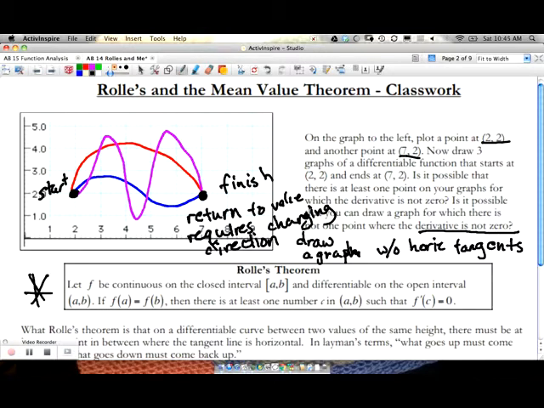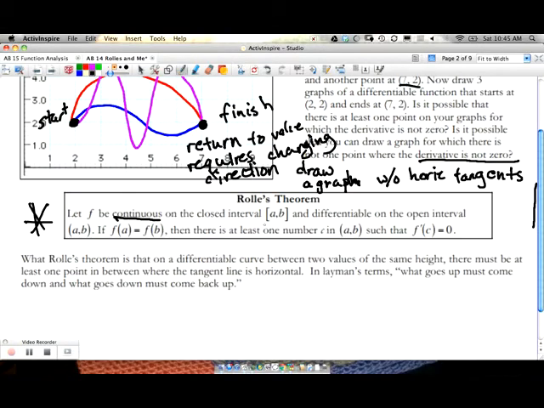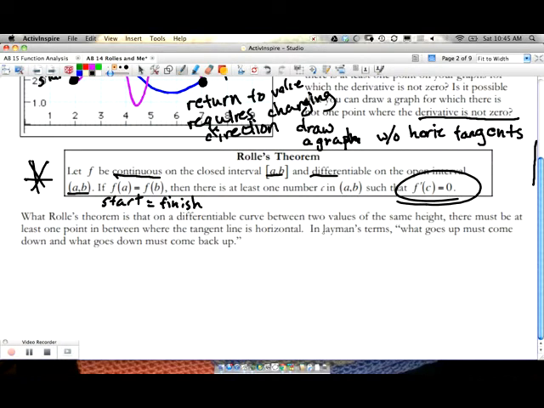So here's the technical definition down here about Rolle's theorem. Let f be continuous on the closed interval, so continuous from the endpoints, and differentiable in between. And if your start equals your finish, then somewhere in the middle you have to have a derivative equal to 0. And that's the start of Rolle's theorem. And here's where he mentioned it. In layman's terms, what goes up must come down, and what goes down must come back up.